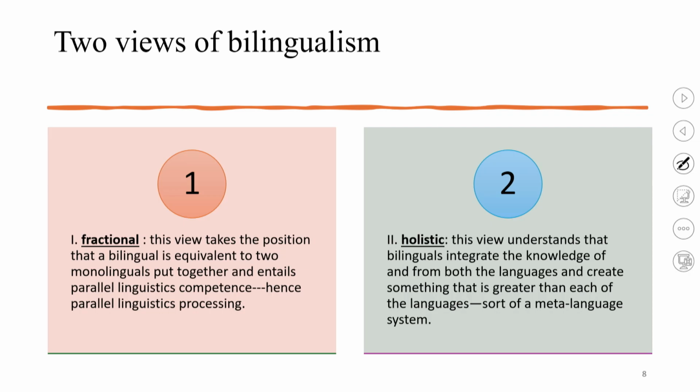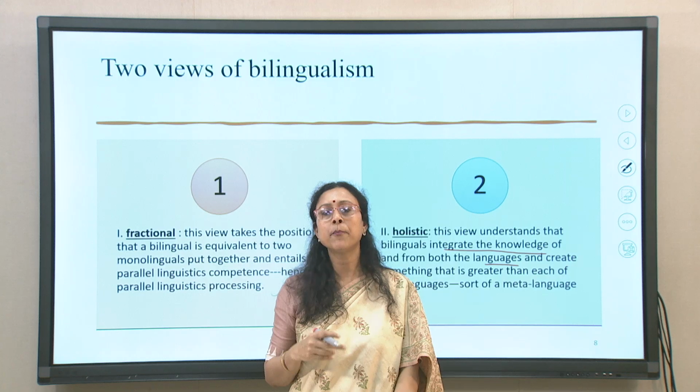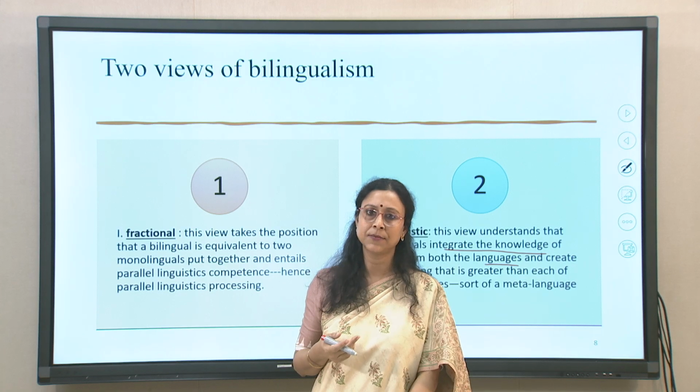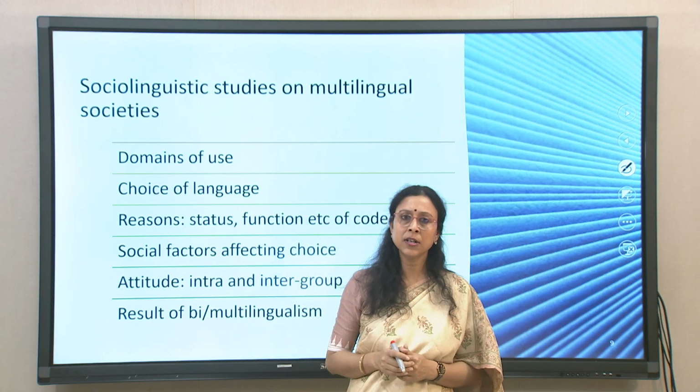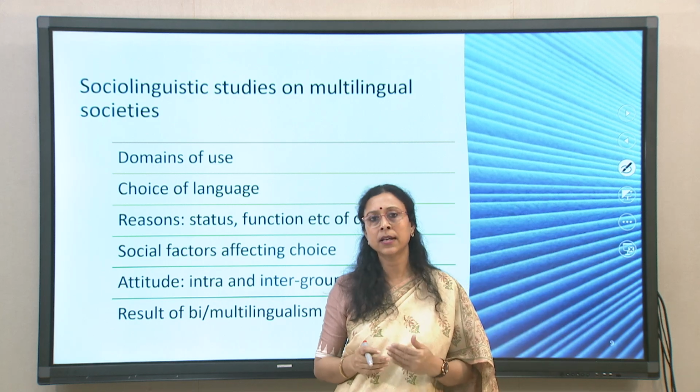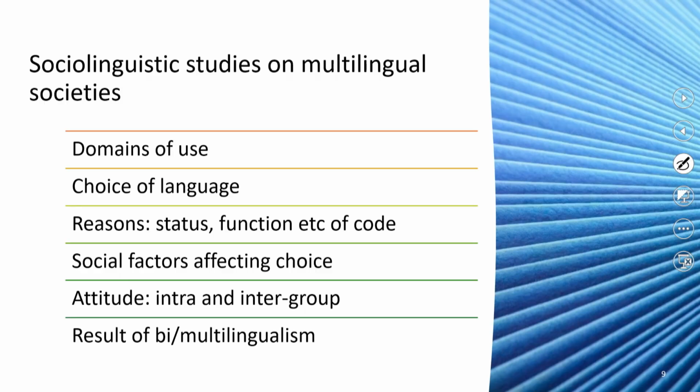The holistic idea is that bilinguals integrate the knowledge from both the languages and create something that is greater than each of the languages. It creates some sort of a meta system, a meta language system. So, that is the holistic view. Now, in sociolinguistic studies, multilingual societies are studied from multiple perspectives. Some of the parameters are here. These are the variables that are often studied.